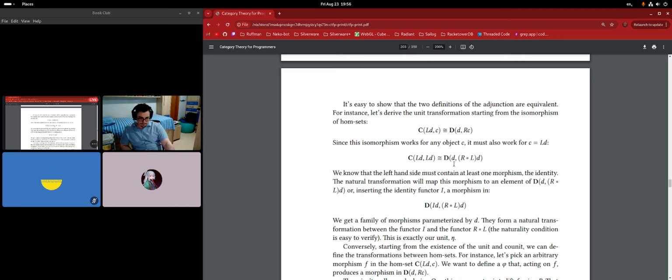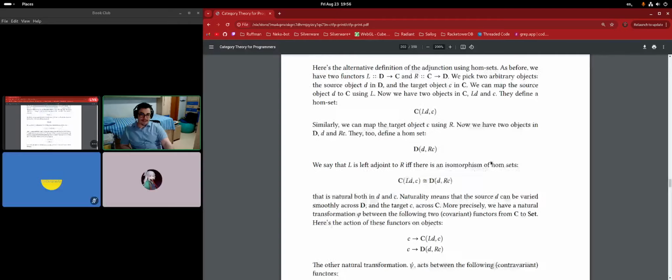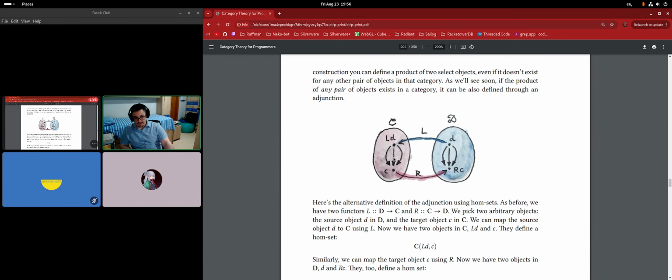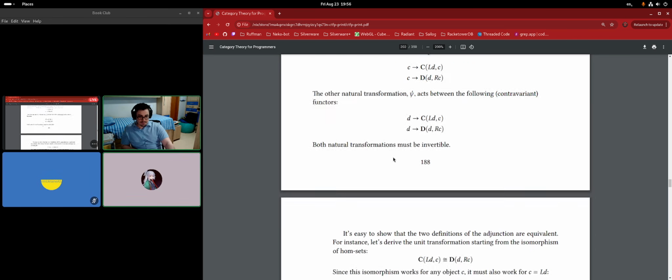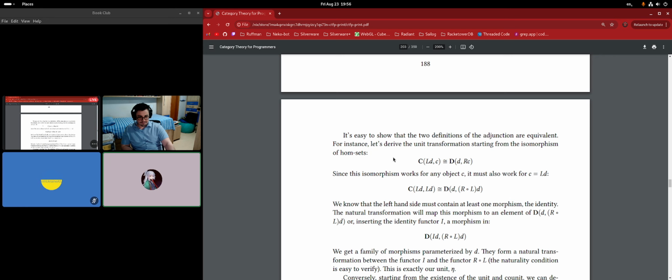It must work for C equals LD. So what if you collapse these two things into the same thing? What does that mean? I find it pretty neat that we do this trick so we can exploit the fact that the identity must exist, essentially. Going all the way back to the drawing board, identity must exist.